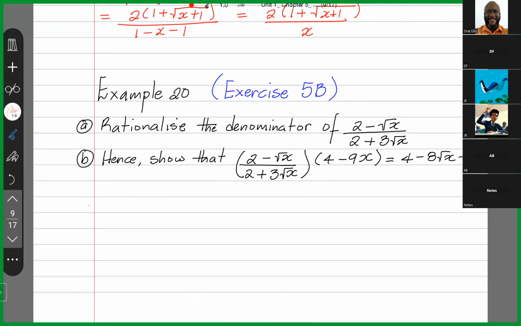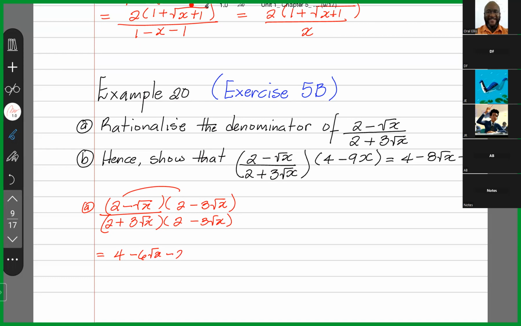So example 20A is asking us to rationalize 2 minus the root of x over 2 plus 3 root x. And of course, to rationalize the denominator, I'm going to multiply the numerator and the denominator by the conjugate of the denominator, which is 2 minus 3 root x. Multiplying, we'll end up with, up top, 2 2s are 4. 2 times minus 3 root x is minus 6 root x. Minus root x times 2 is minus 2 root x. And of course, negative times a negative is a positive. 3 root x times root x is 3x.